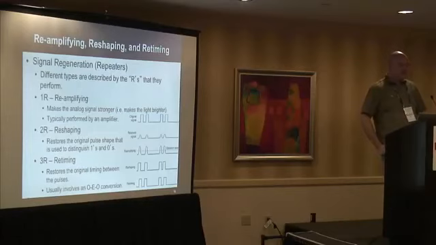A 2 R is reshaping. You're restoring the original pulse shape. So you need to actually be able to distinguish the pulse to see if it was a 1 or a 0. So you restore that shape, but you don't need to completely decode the thing. And then 3 R is retiming. You're actually readjusting the spacing of the pulses. At this point, you're usually just going optical to electrical and back to optical again to get the full 3 R regeneration.